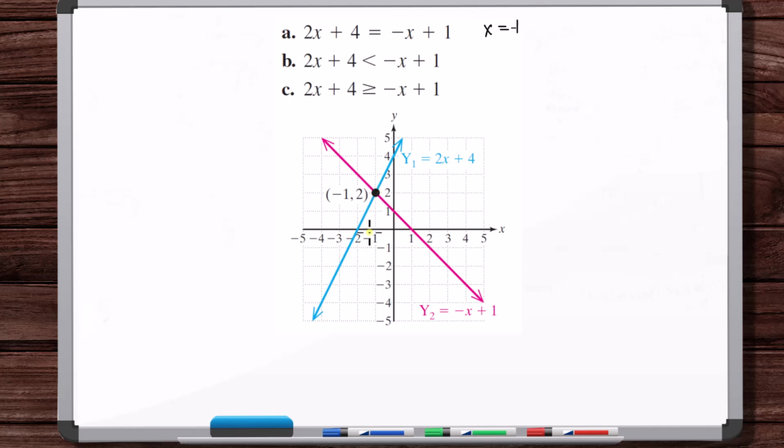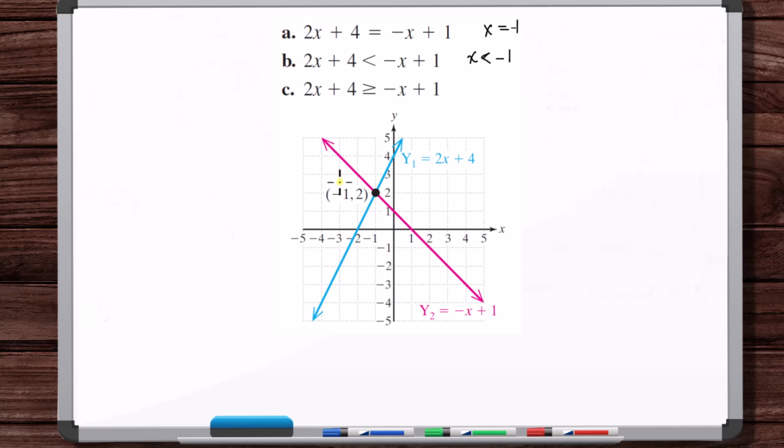But now when it comes to an inequality, we can solve these graphically as well. So we're just comparing 2x plus 4 to minus x plus 1. Where is 2x plus 4 less than minus x plus 1? Well, we can see that's all in this region here. 2x plus 4, the blue curve, is always less than minus x plus 1, the red curve. That's anywhere where x is less than negative 1.